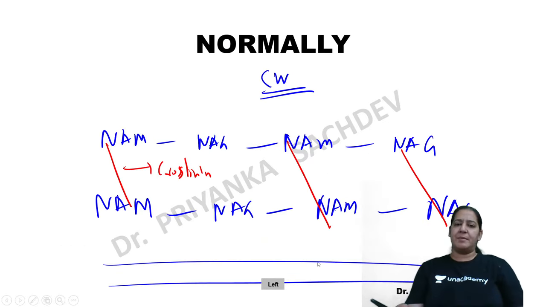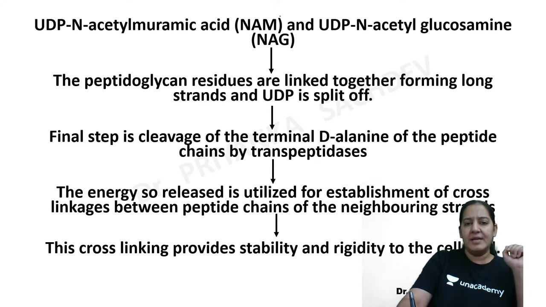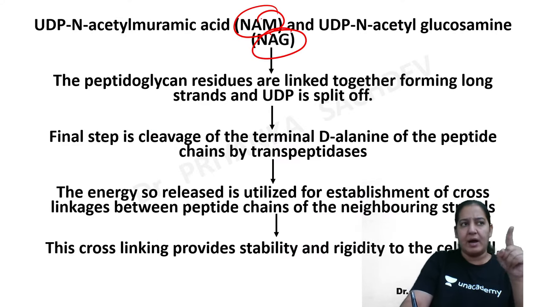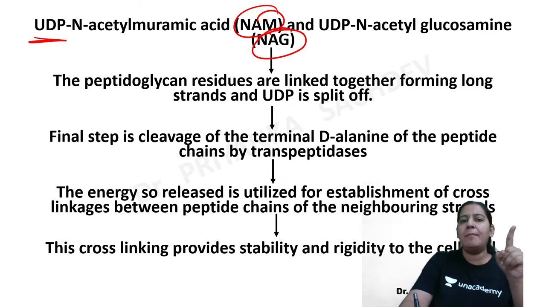So that is the complete mechanism of action. So normally how is the cell wall formed? In the normal cell wall, there is NAM and NAG. Both of them are alternate and both of them are bound with UDP. So actually it is UDP-NAM and UDP-NAG. Right? They are alternate. Right?